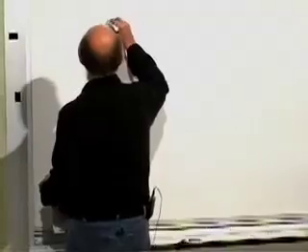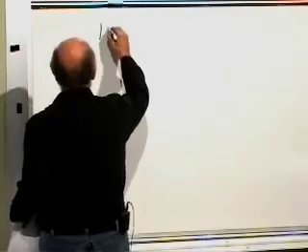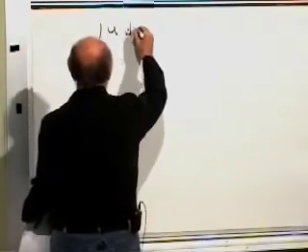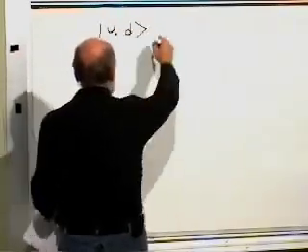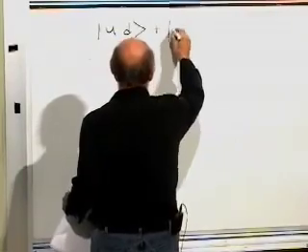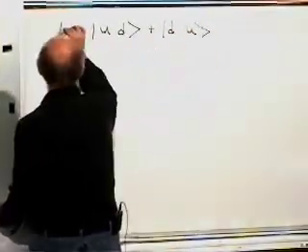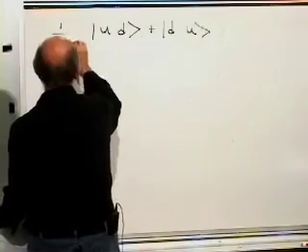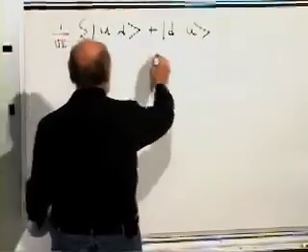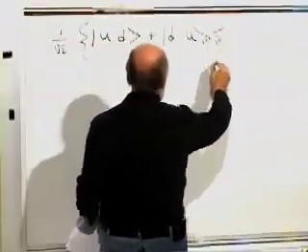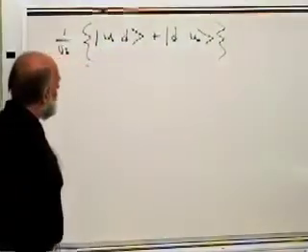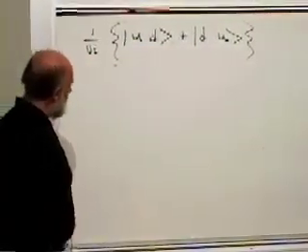One electron is up, the other electron is down. And you add to that the first electron down and the second electron up. Of course, you'll have to put a 1 over square root of 2 to normalize it. But the 1 over square root of 2 is not going to play any role in what I say.